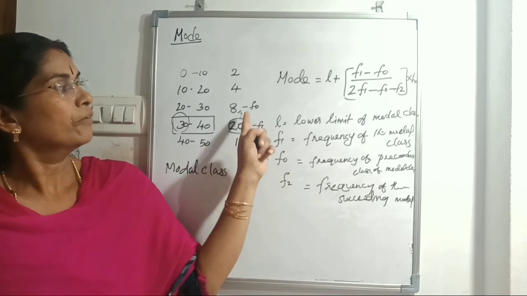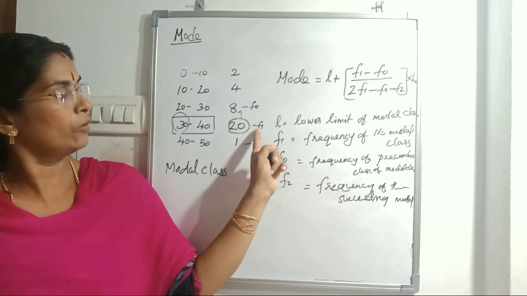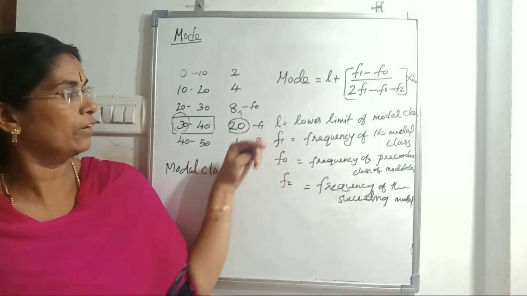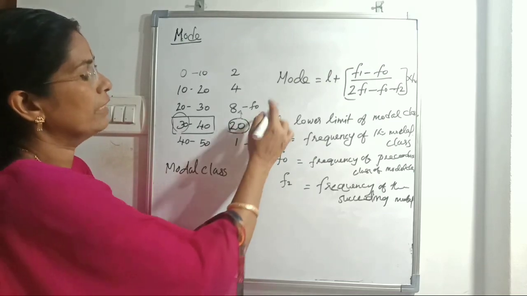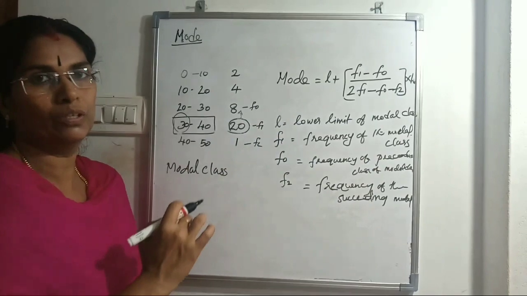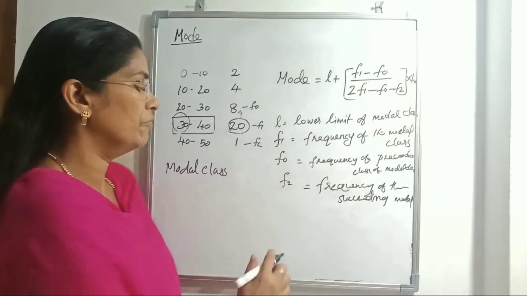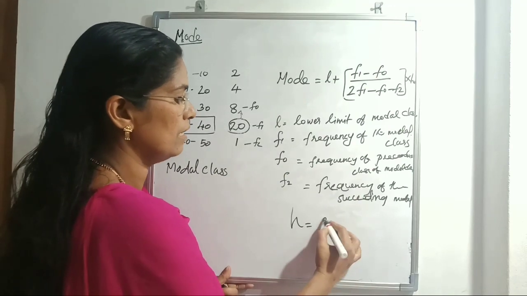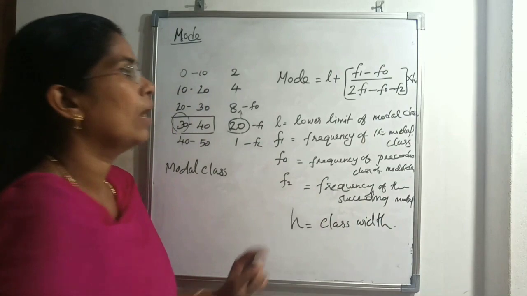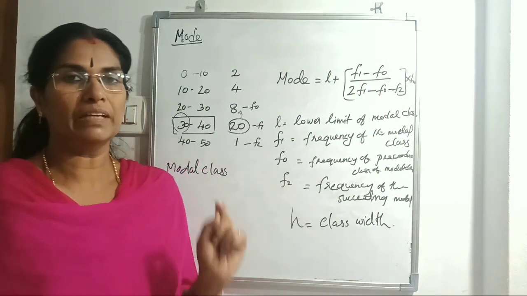F0 is the frequency just above the model class, or just above F1. And F2 is the frequency just below F1. Just remember it is in the order 0, 1, 2: F0, F1 and F2. And what is H? H is the class width. After that you have to apply all the values here and solve the question. You will get the answer.